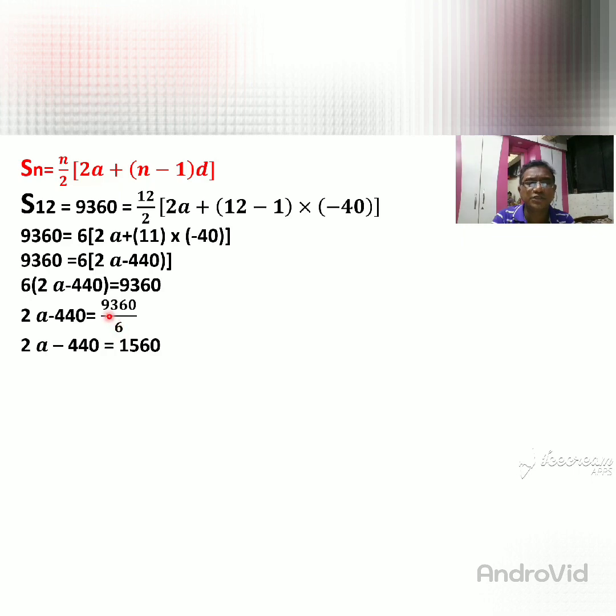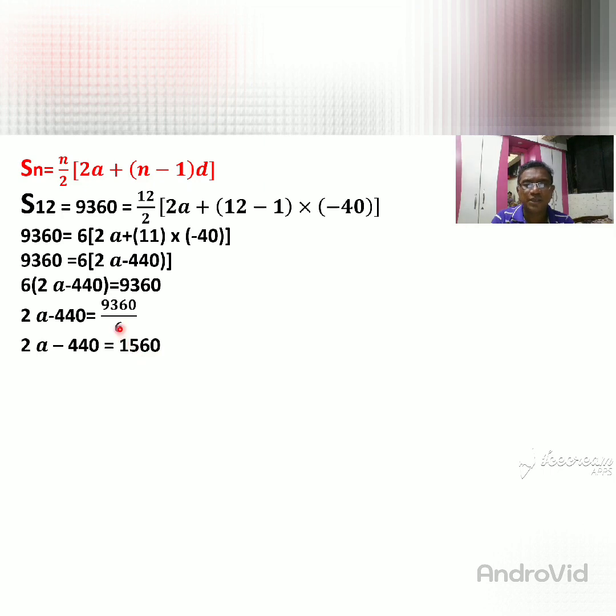6 divides into 9: 6 ones are 6, so write 1 here. 9 minus 6, what remains? 3. And bring down 3, so it is 33. 6 fives are 30. 33 minus 30, what remains? 3. Then 6. 6 sixes are 36. This way you are getting 1560.